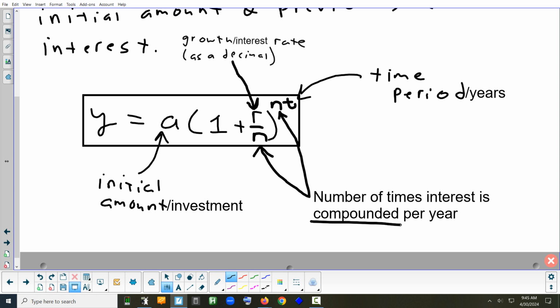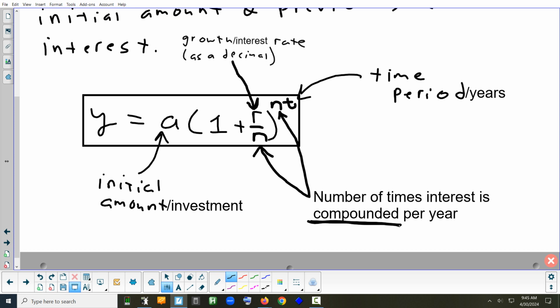If the bank pays you interest every single month, how many months are in a year? 12. So 12 would be a common number to plug in for n if you were paid every month by the bank. Now, what if you were paid every single day on a regular year? What number do you think that would be? 365. Yeah, n would be 365. If you were paid every week, it would be 52. All right. So they'll tell you in the problem how often the bank pays you. That's what compounded means.